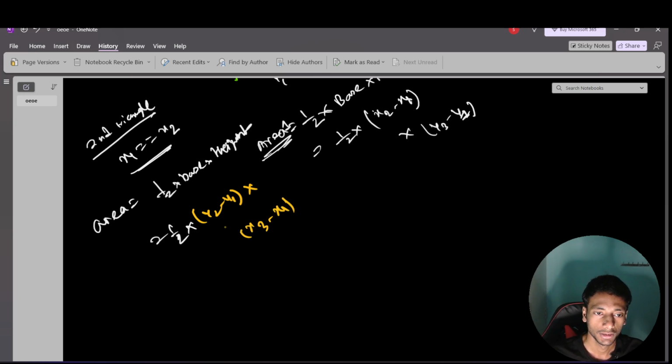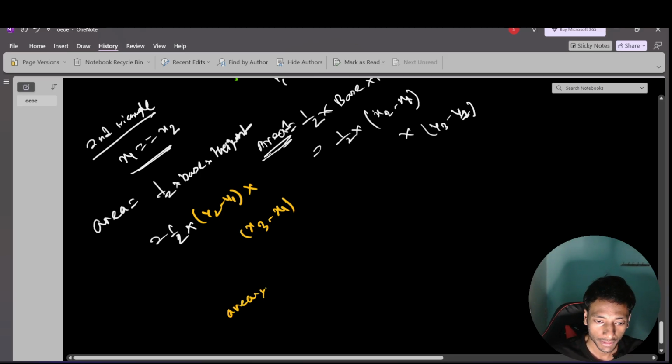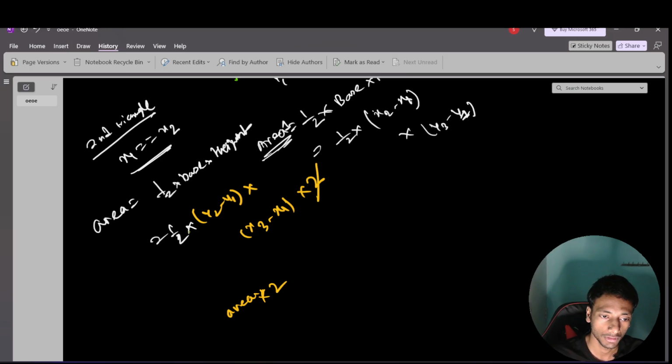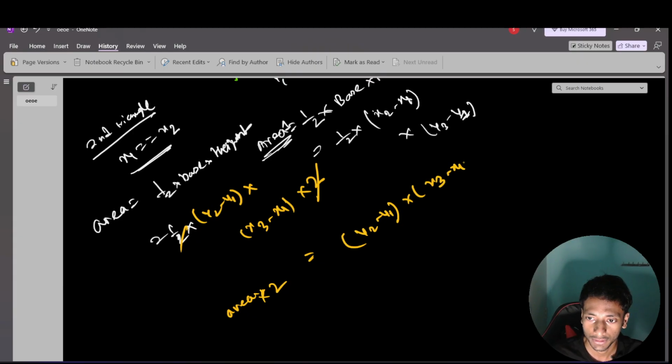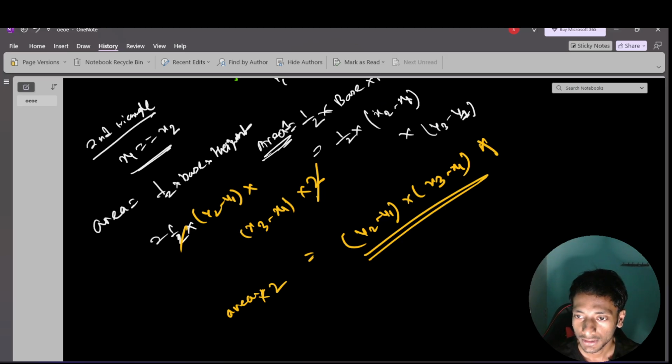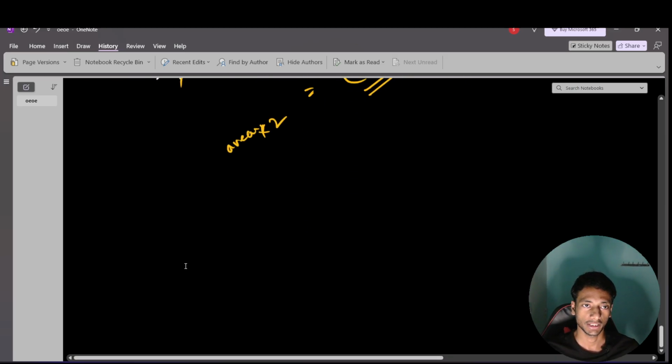Now what we have to do is return the maximum area into 2. So ultimately this multiplies with 2, the half cancels with the 2, and our answer will be ultimately y2 minus y1 into x3 minus x1. Clear? Correct? Now we have to maximize such kind of area. Now, how can I calculate this efficiently?